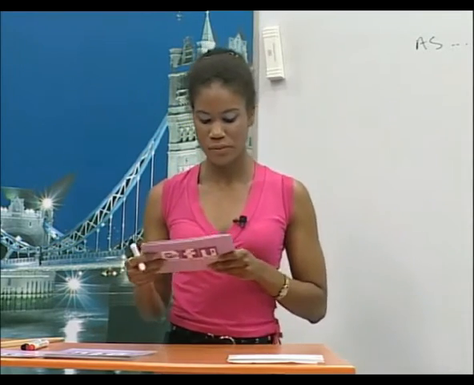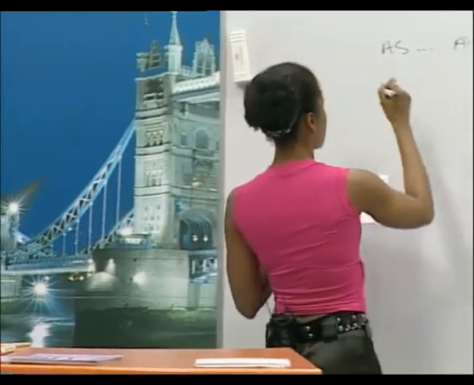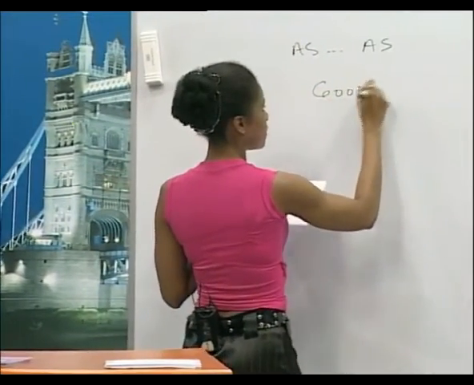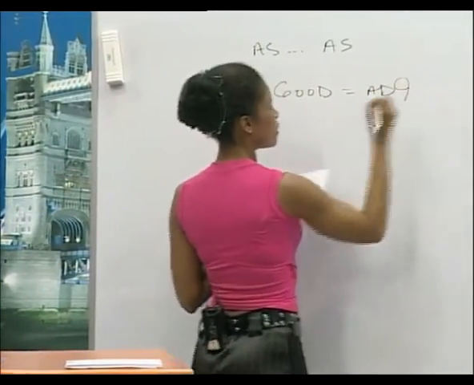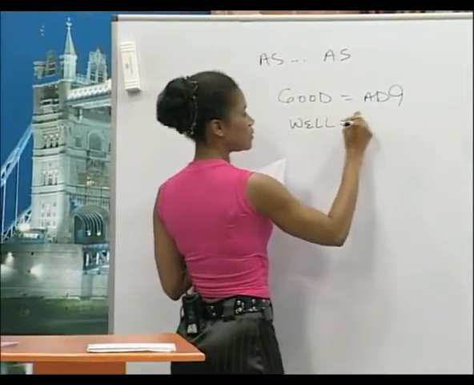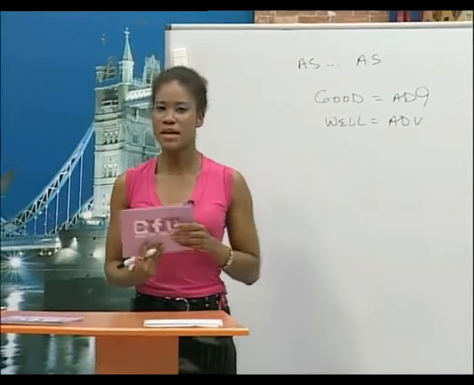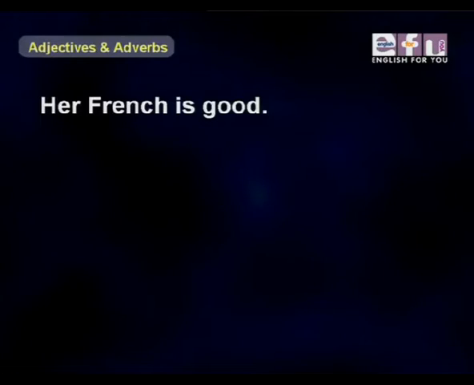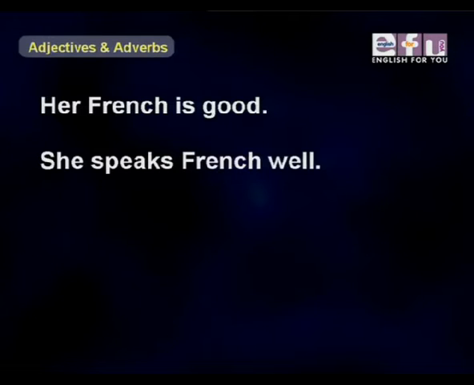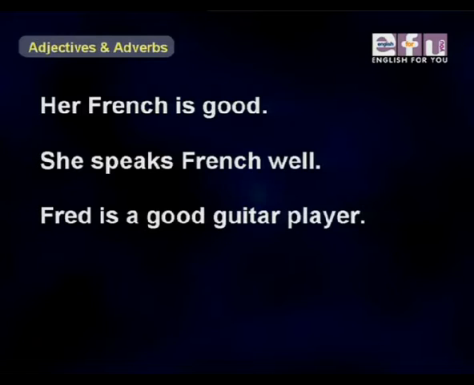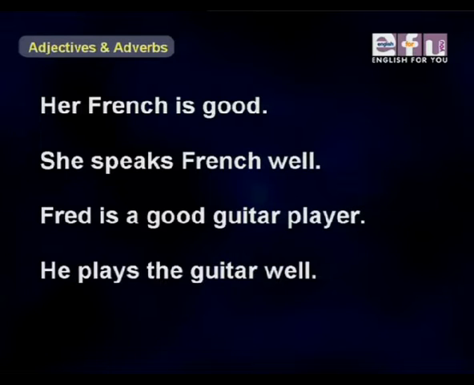Now let's look at some special vocabulary. So remember, good is an adjective, but well is an adverb. Okay, let's look at some examples. Her French is good. She speaks French well. Fred is a good guitar player. He plays the guitar well.